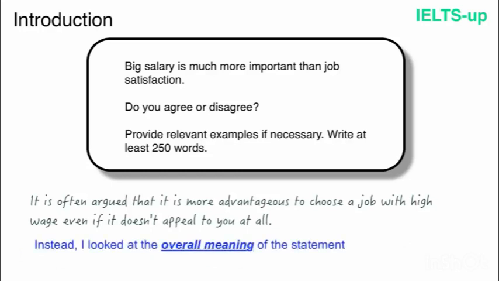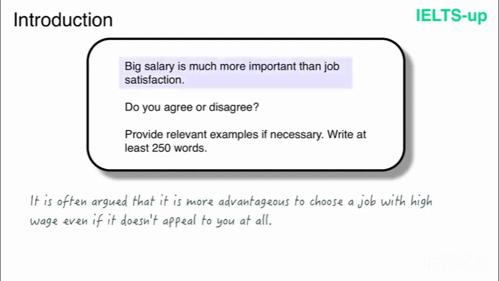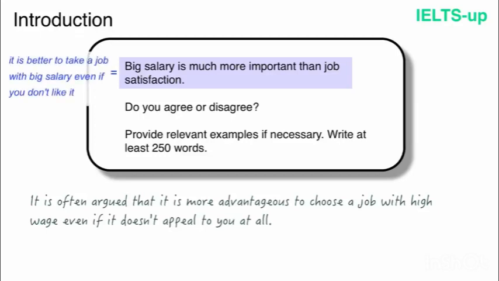Instead, I looked at the overall meaning of the statement and restated the whole idea with other words. What is our statement? Big salary is much more important than job satisfaction. Or, in other words, it is better to take a job with big salary, even if you don't like it. You see? The same idea, with different words. And that's exactly what I have written in my introduction.